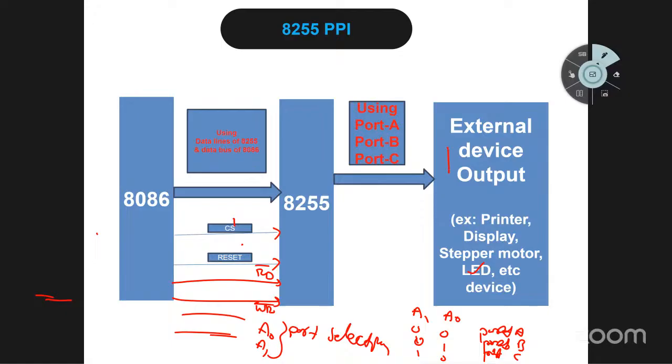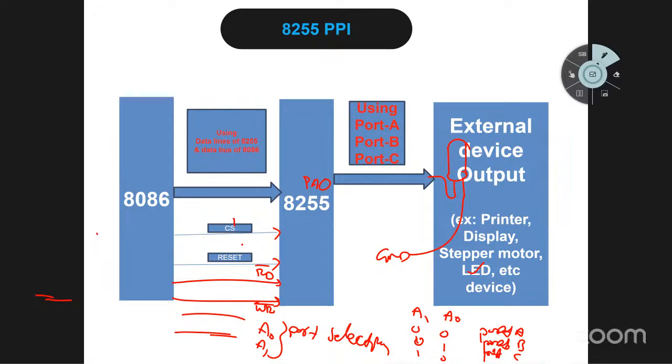The LED is having two wires. The positive wire here. So where should we connect this? PA0. Only how many wires do we need? Only one input output line.